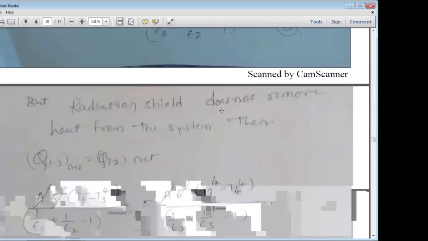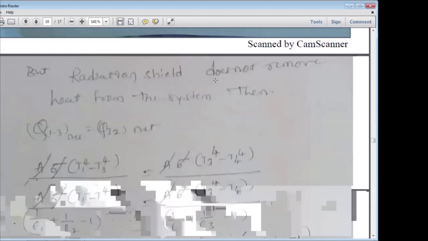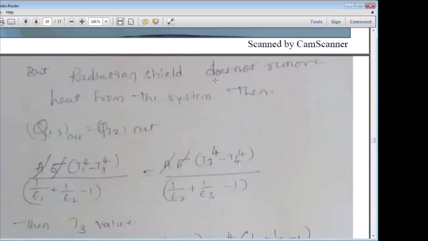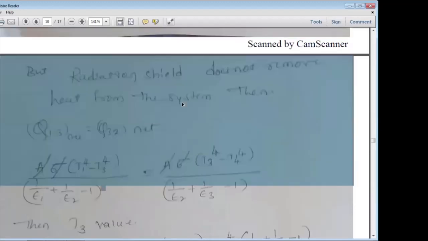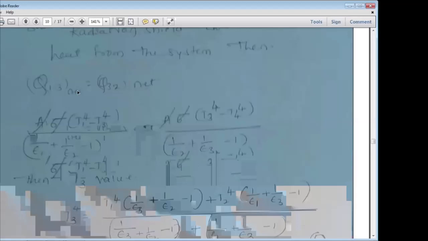But a radiation shield does not remove heat from the total system. It only reduces the heat transfer between plates 1 and 2. Hence Q13 net is equal to Q32 net. Why? Because of the first law of thermodynamics: energy cannot be destroyed, nor be created, it can only be transferred from one form to another. Hence Q13 net is equal to Q32 net.